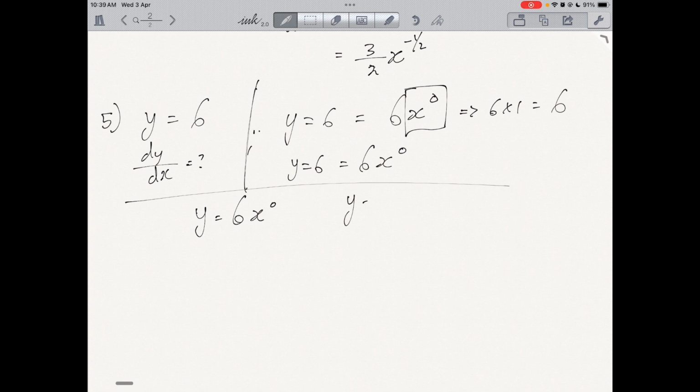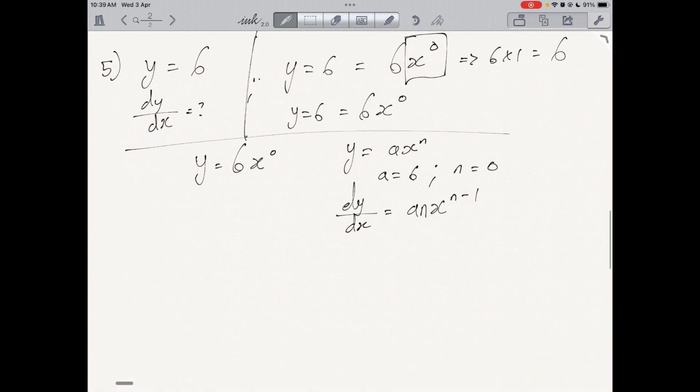Now let's compare it to y is equal to ax raised to power n, where our a is 6 and our n is 0. And we know the differential format of this is anx raised to power n minus 1. Let's substitute. Then dy/dx is equal to a, that is 6, multiplied by n, that is 0, multiplied by x to the power 0 minus 1. Now, since we have 0 as one of the multiplicands, our dy/dx is equal to 0.